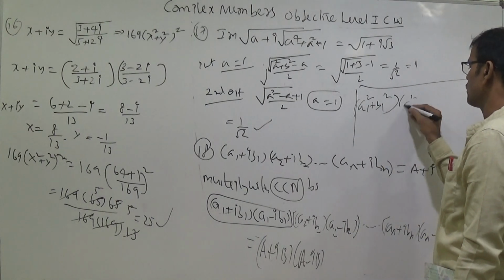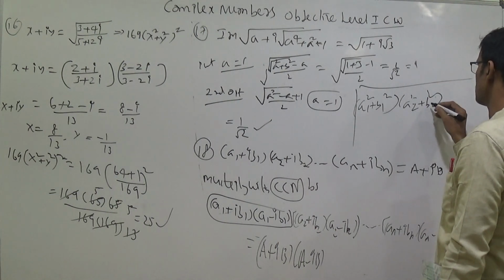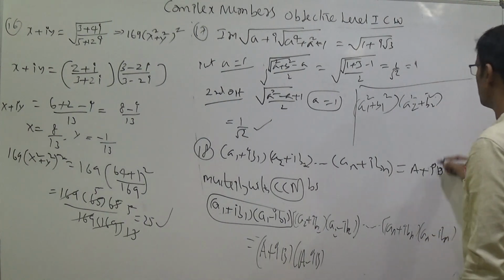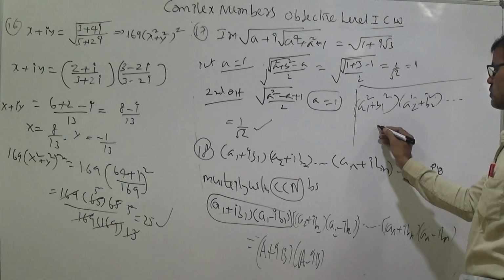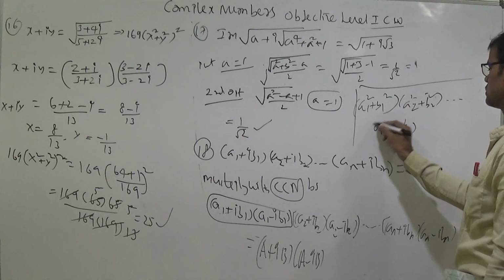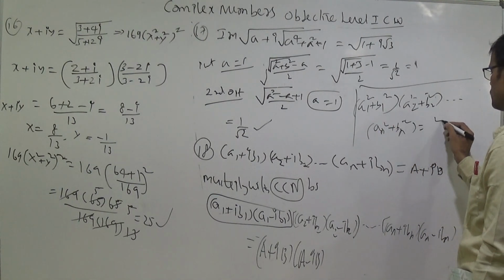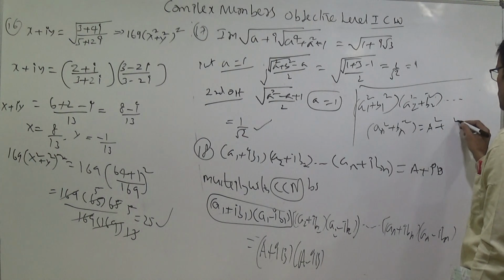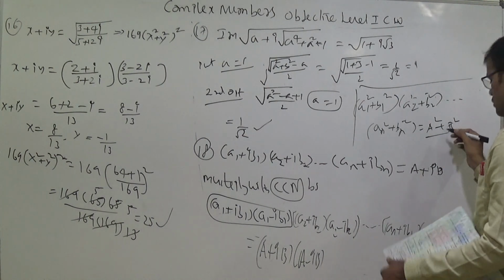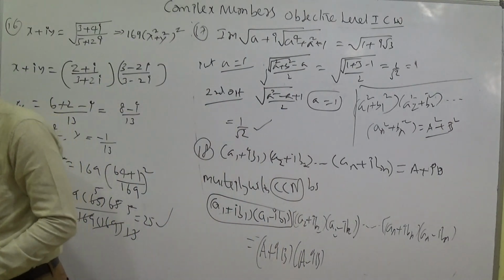Right, here in the form of a1 square plus b1 square into a2 square plus b2 square into a3 square plus b3 square, and so on, an square plus bn square, these are all the terms, is equal to overall capital A square plus capital B square is the formula. A square plus b square, second half is the answer.